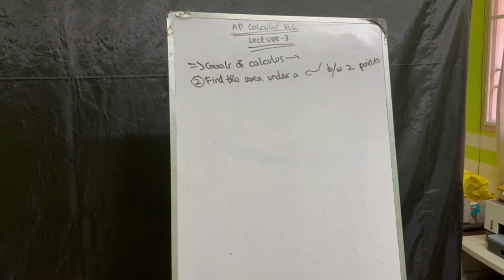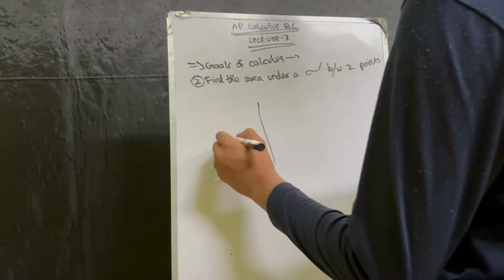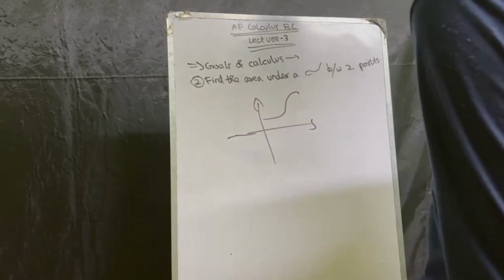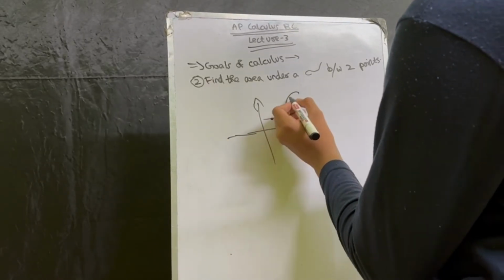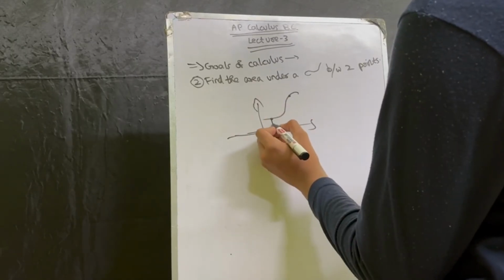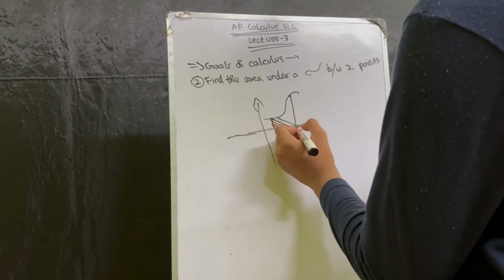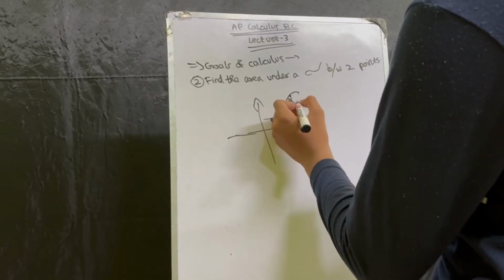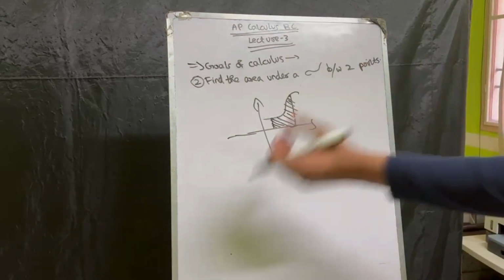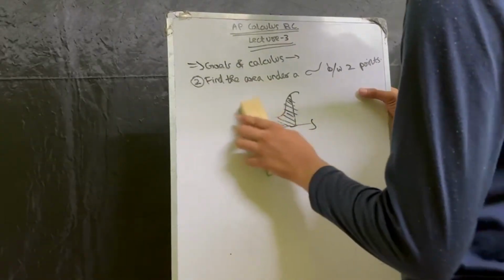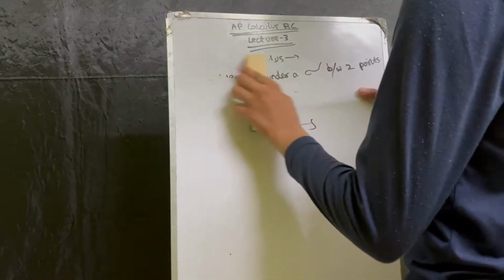So, let's say they give you a curve. Let's not be too precise. Okay, this curve. They're giving you the coordinates of this point and the coordinates of this point. And this is the area, okay? They're asking you this area, then you can use calculus. So these are the two goals of calculus.